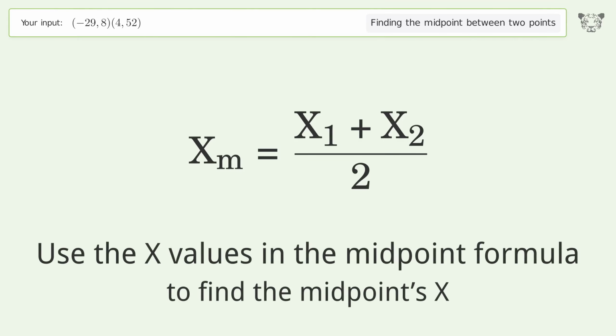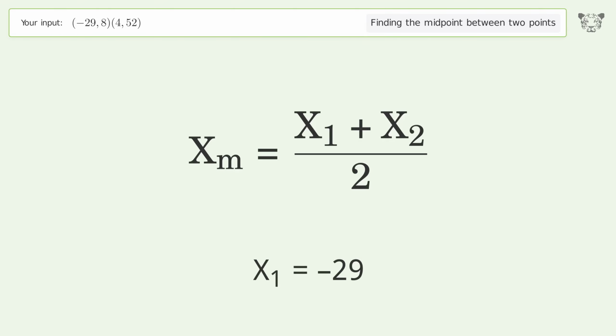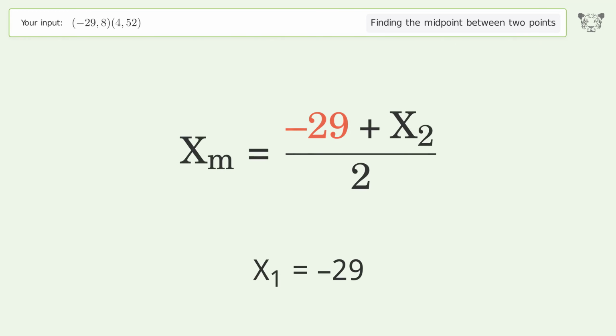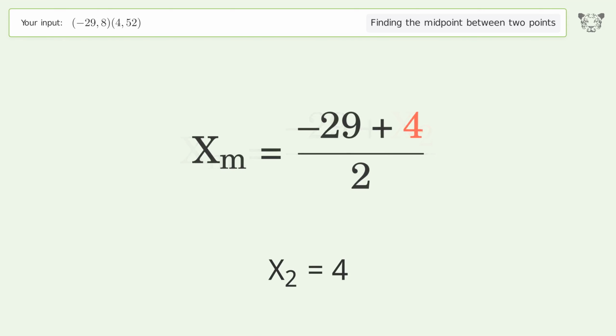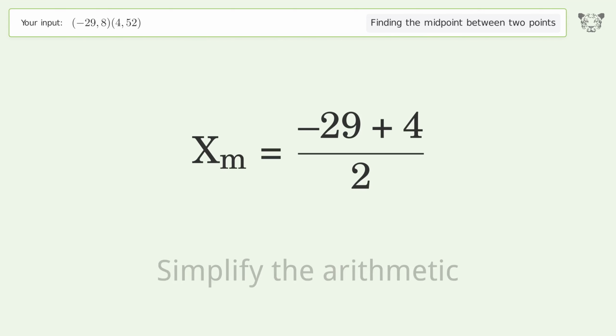Use the x values in the midpoint formula to find the midpoints x. x1 equals negative 29. x2 equals 4. Simplify the arithmetic.